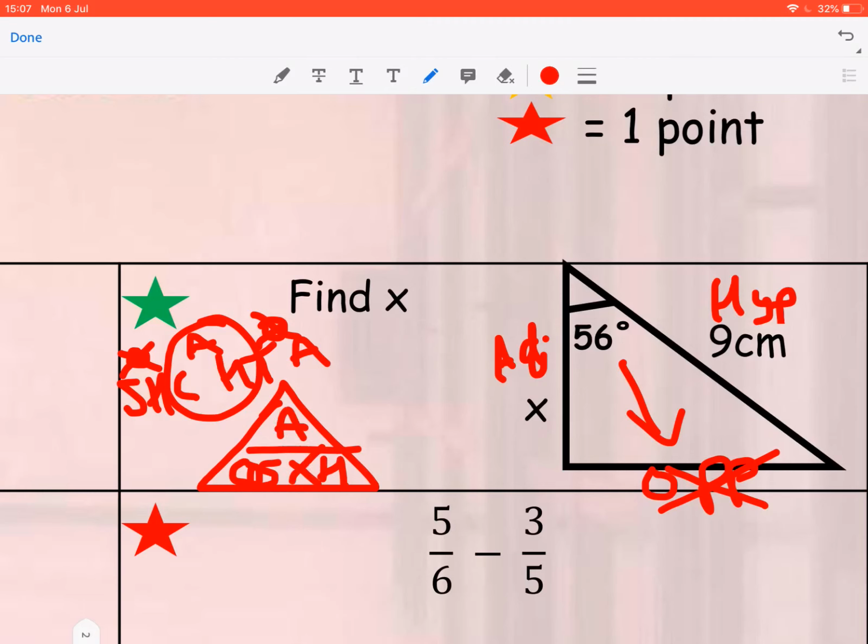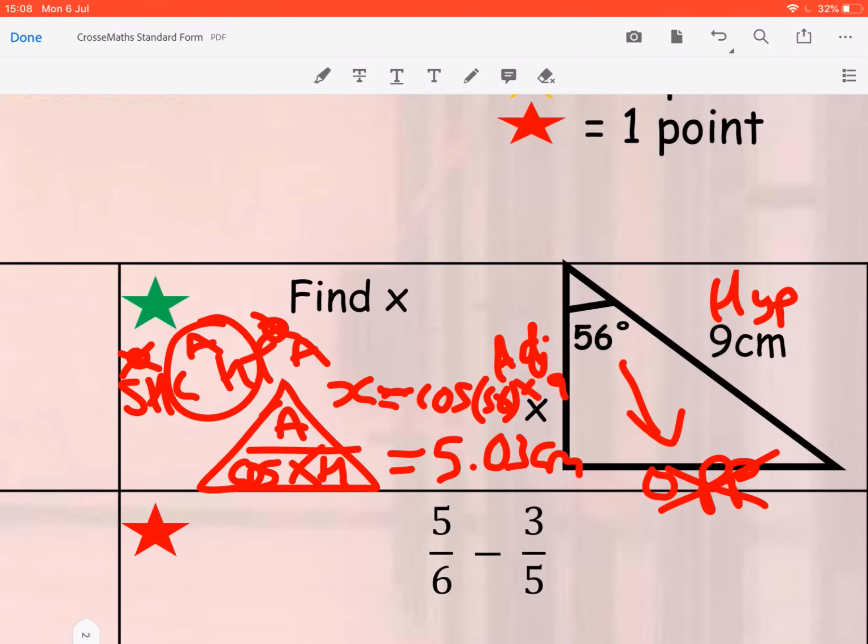Now, once I get over here, I want to find what x is. x is the adjacent. If you cover the adjacent with your thumb, what you're working out is whatever's left. So you're working out is cos 56 times by H, which is 9. If I take my calculator, put in cos 56 times by 9 equals 5.03 centimeters.